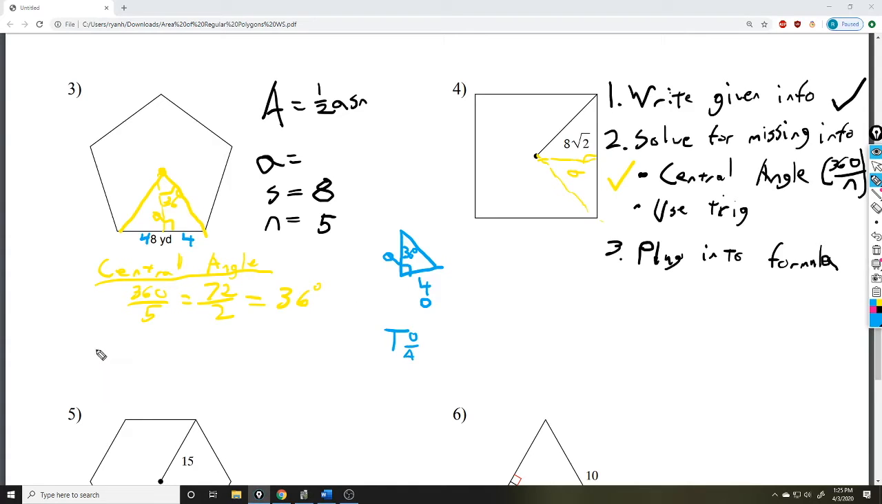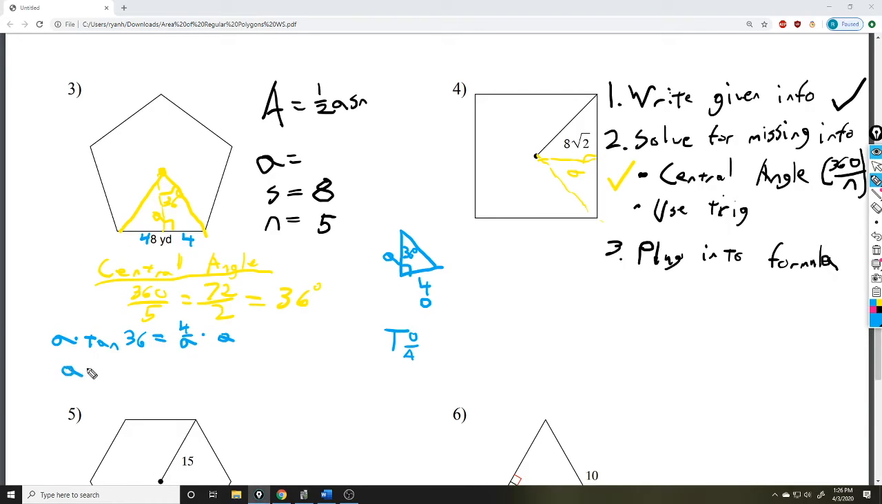That's tangent. So I'm going to use tangent of 36, my angle. Tangent of the angle equals opposite, which is 4, over adjacent, which I don't know yet. Multiply by what's on the bottom to get rid of the fraction.